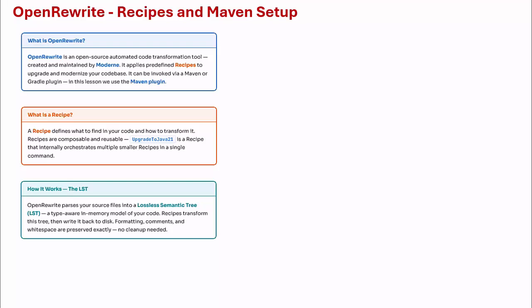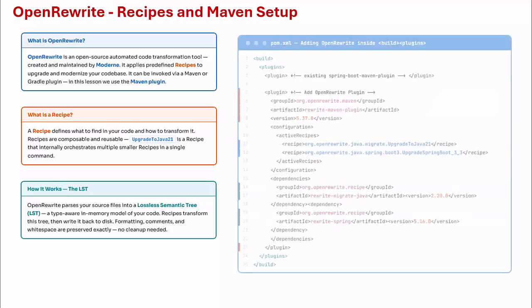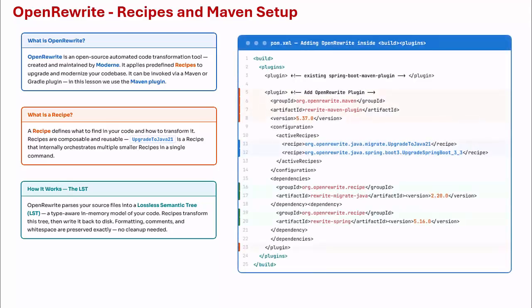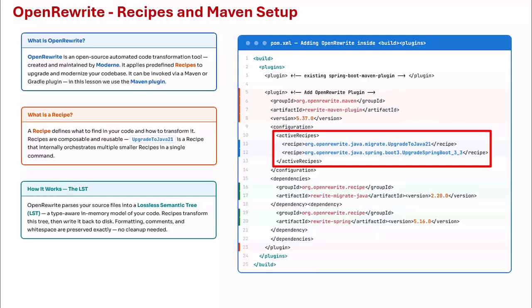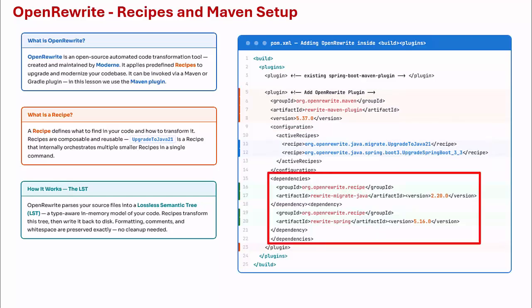When the operation is done, the modified tree is written back to disk with your original formatting, comments, and whitespace preserved exactly. This is what makes OpenRewrite safe for large-scale automated changes. So here, this pom.xml configuration that you see is where all of this gets wired up. The plugin declaration, the two recipes declared as active, and the two dependencies, rewrite-migrate-java and rewrite-spring, contain the actual recipe implementations.